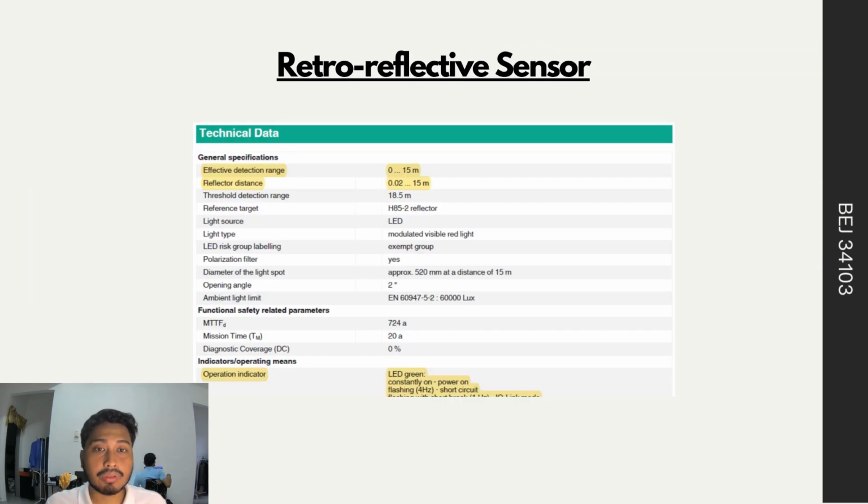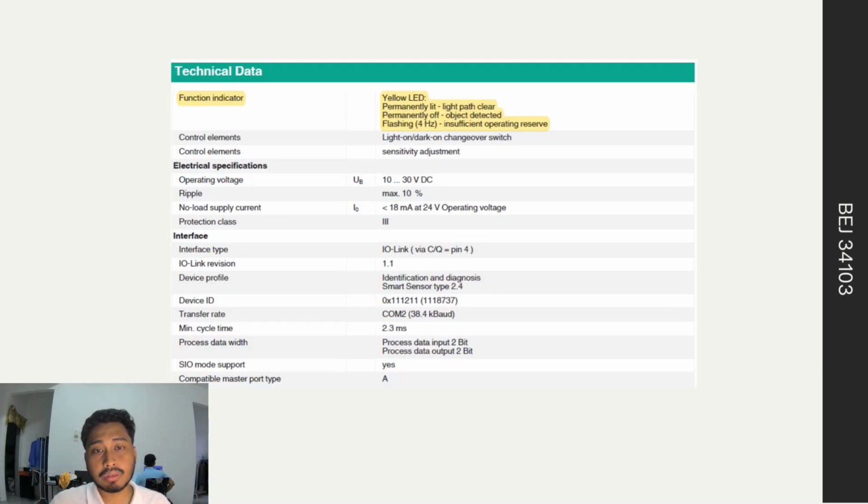Right, so for the retroreflective sensor, the effective detection range is from 0 to 50 meters and the reflected distance is from 0.02 until 15 meters. For the operation indicator, it will use green as the indicator. And then for the function indicator, it will use yellow.